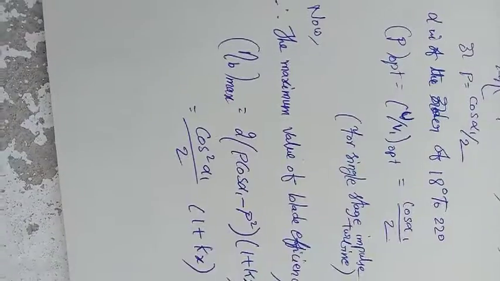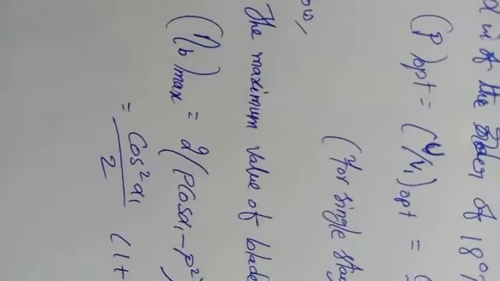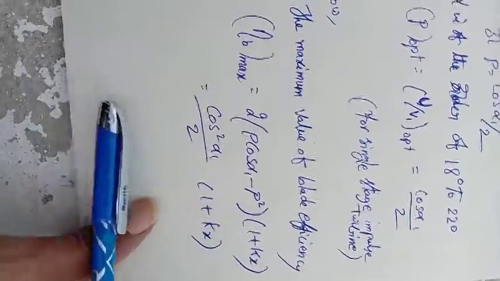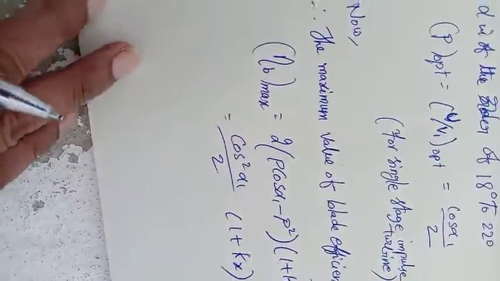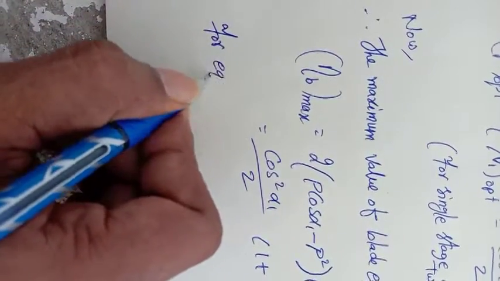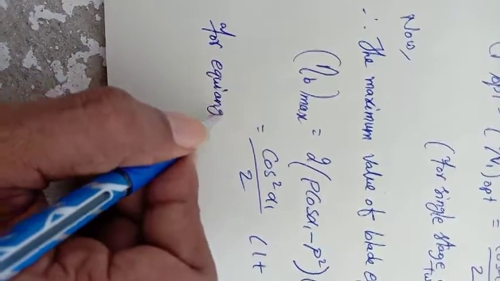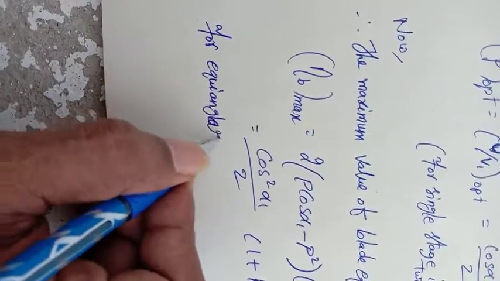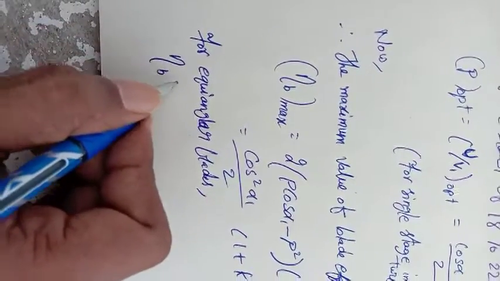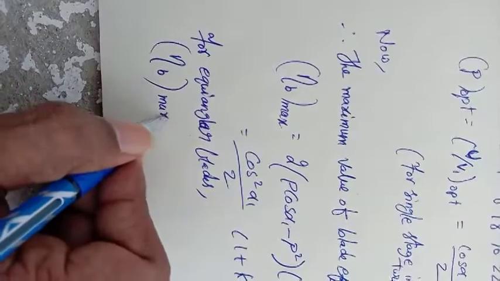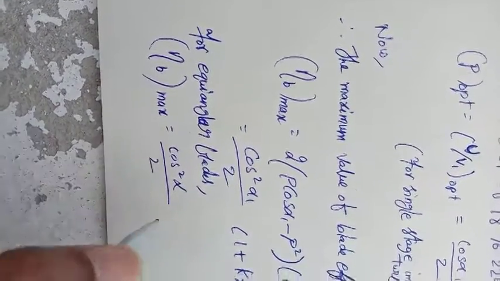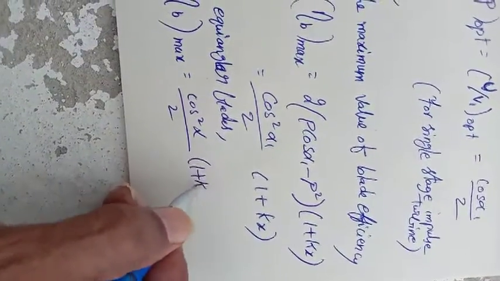Okay, and now I've written here for equiangular blades. Okay, that is called here, maximum efficiency is equal to cos square alpha divided by 2 into 1 plus k.